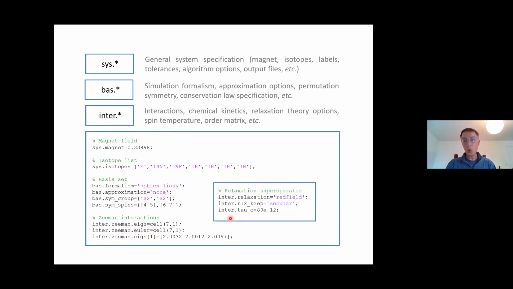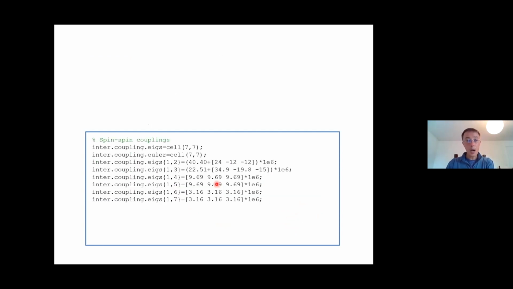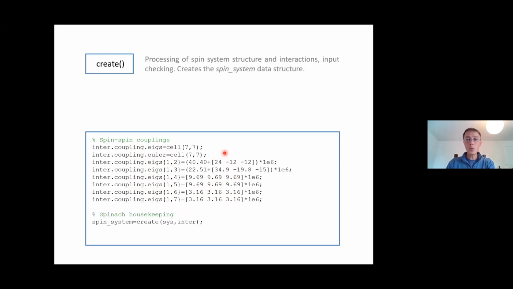And then inter is also responsible for relaxation theory, in this case, Redfield theory, so we are in a liquid. To keep the secular terms, specialists will know what it is, Redfield kite at high field, and the rotational correlation time of 80 picoseconds in this case. That's the continuation of the same thing. So you can see eigenvalues of, in this case, hyperfine tensor, I think, yeah, inter coupling eigs. Then some space is made for Euler angles, but they are not specified because they're assumed to be 0 in this case. And then what do we do next?